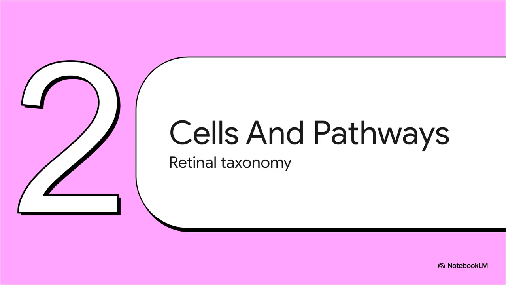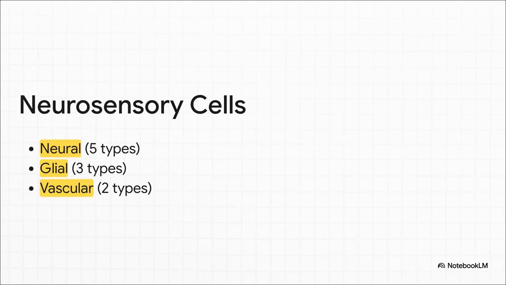Now that we've got our definitions perfectly straight, let's break down the cellular taxonomy of this tissue. You absolutely have to commit this structural list to memory, but let's do it with a mental model instead of just rote memorization. The neurosensory retina has 3 broad classes of cells. First, we have 5 types of neural elements. Think of your vertical signaling chain first, photoreceptors to bipolar cells to ganglion cells. Then, add 2 horizontal modulators, amacrine and horizontal cells.